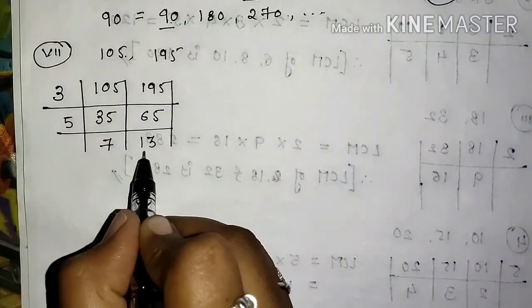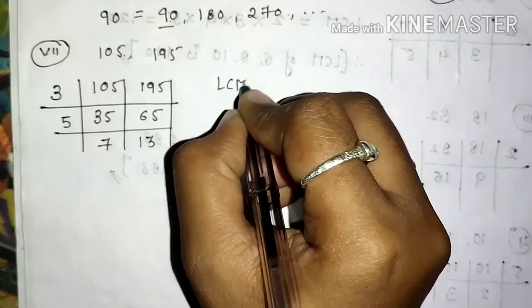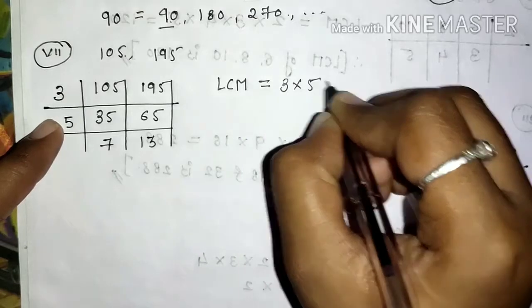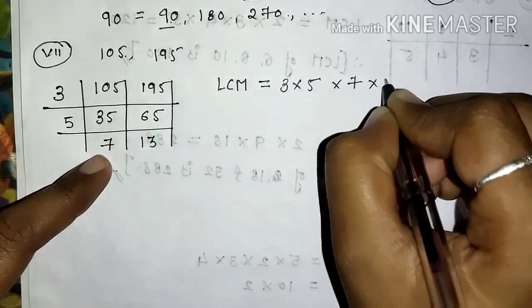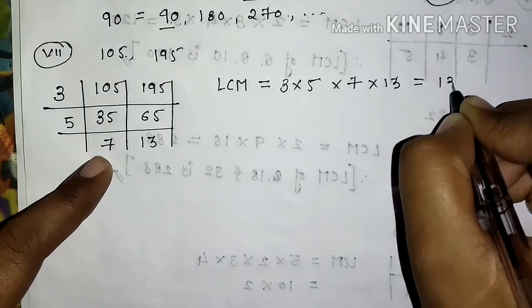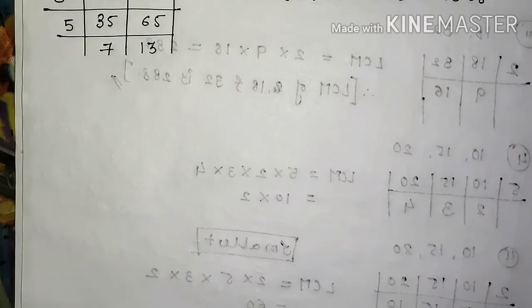Next, 7 and 13 cannot divide by the same prime number. So we get the LCM, that is 3 multiplied by 5 multiplied by 7 multiplied by 13, which is equal to 1365. Next, question number 8.